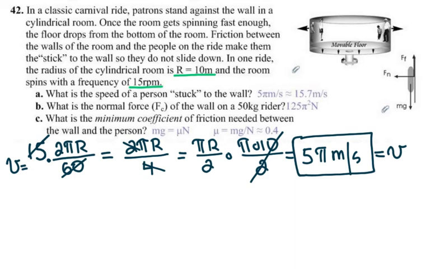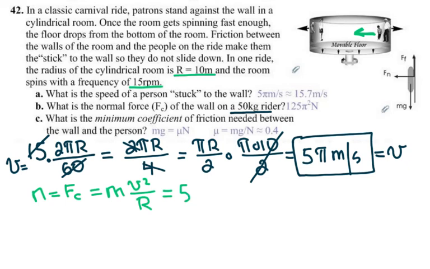And then they ask you, what is the normal force exerted by the wall on the 50 kilogram rider? So now they give you the mass. And your normal force, again, is in this direction. Right here, I'm using the green marker. It is toward the center, so that's the centripetal force, or the normal force. So your normal force in this case is your centripetal force again, and it equals mv squared over r, the formula for centripetal force. It's m a_c, and a_c is equal to v squared over r.